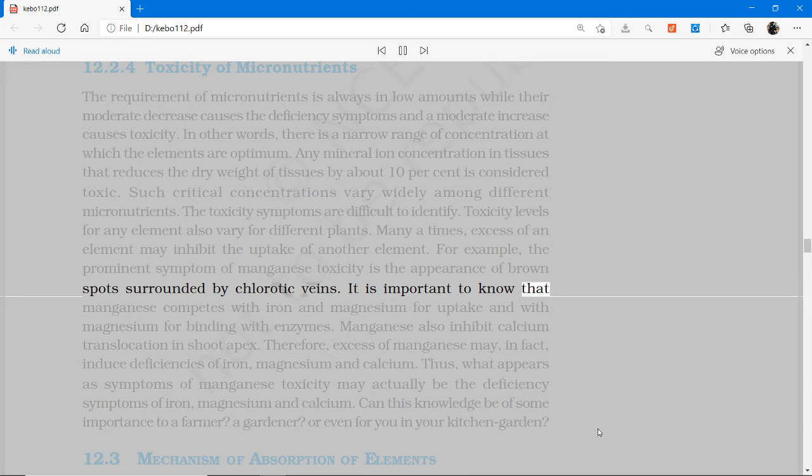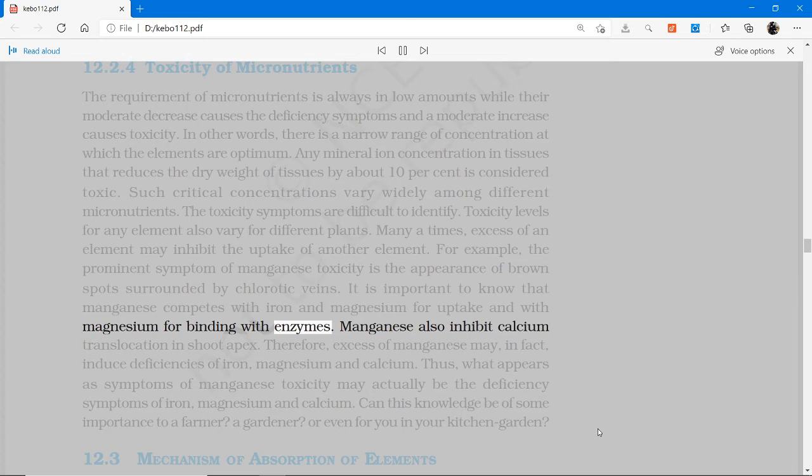It is important to know that manganese competes with iron and magnesium for uptake and with magnesium for binding with enzymes. Manganese also inhibits calcium translocation in shoot apex. Therefore, excess of manganese may, in fact, induce deficiencies of iron, magnesium, and calcium. Thus, what appears as symptoms of manganese toxicity may actually be the deficiency symptoms of iron, magnesium, and calcium. Can this knowledge be of some importance to a farmer, a gardener, or even for you in your kitchen garden?